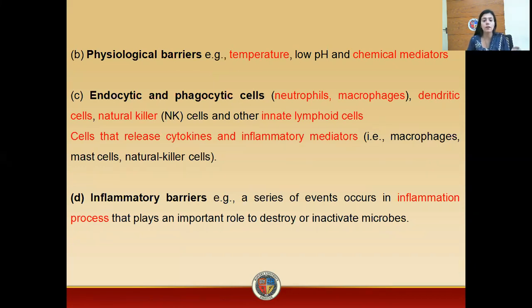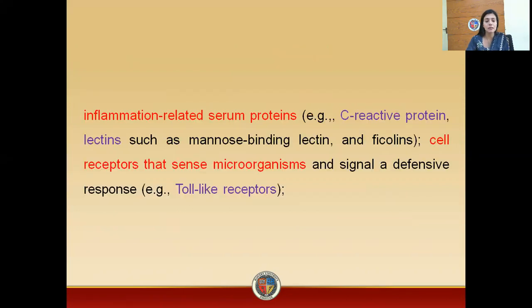Then you have different phagocytic cells in your body like neutrophils, which are the first line of defense against the external agents. You have the macrophages, which are the angry cells of your body. You have dendritic cells, natural killer cells, and innate lymphoid cells. All the cells that release cytokines and inflammatory mediators are part of this immunity. Then you have the inflammatory barriers. This whole inflammation process will try to protect your body against the external agents.